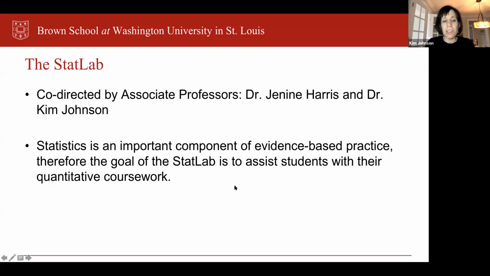So the Stat Lab is co-directed by myself, I'm an associate professor in the public health program at the Brown School, and also by Dr. Janine Harris, who is the same. She's an associate professor in the public health program. We founded this quite a few years ago to help students with their statistical needs as they go through the program. Because statistics is really important, and sometimes when students are first entering, it's a scary part of evidence-based practice. And so we have the goal to help students with their quantitative coursework.